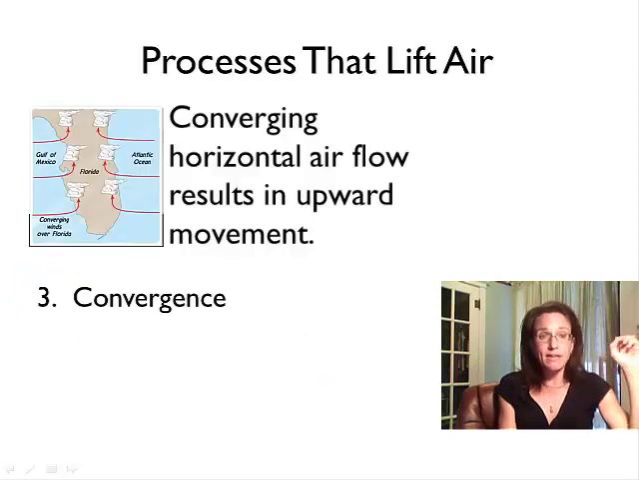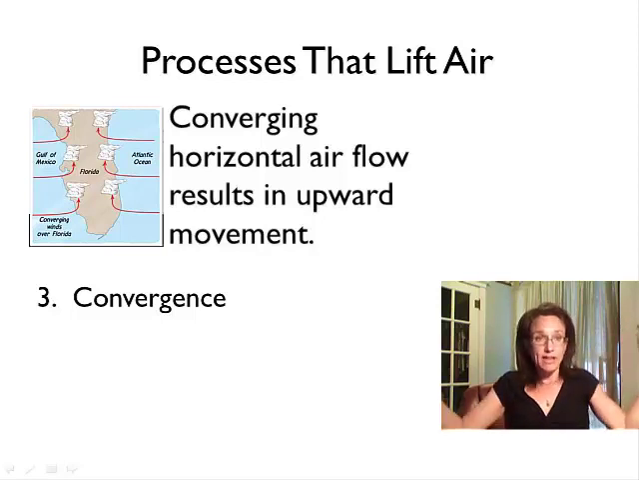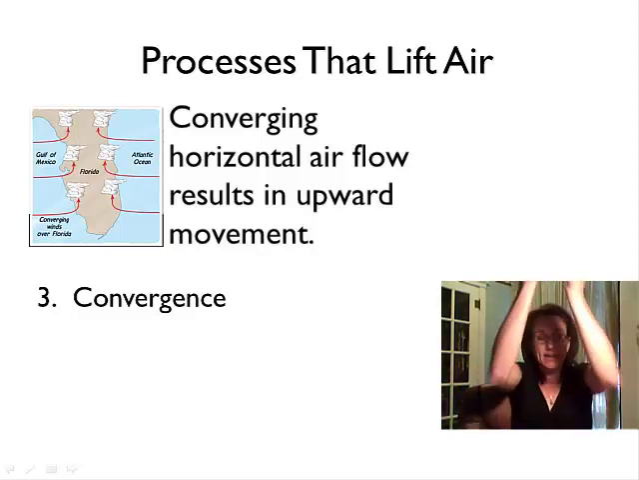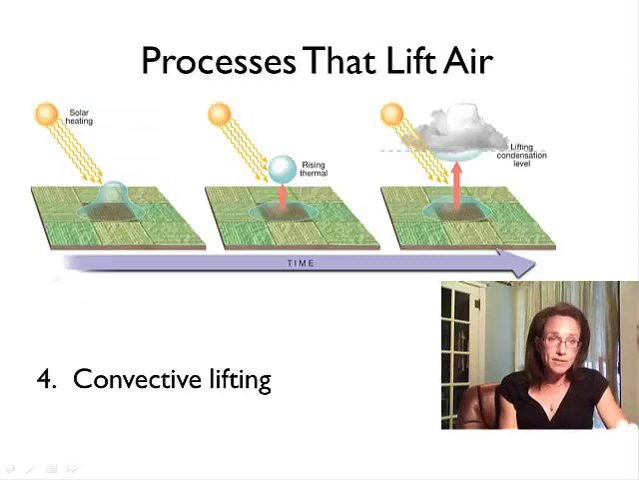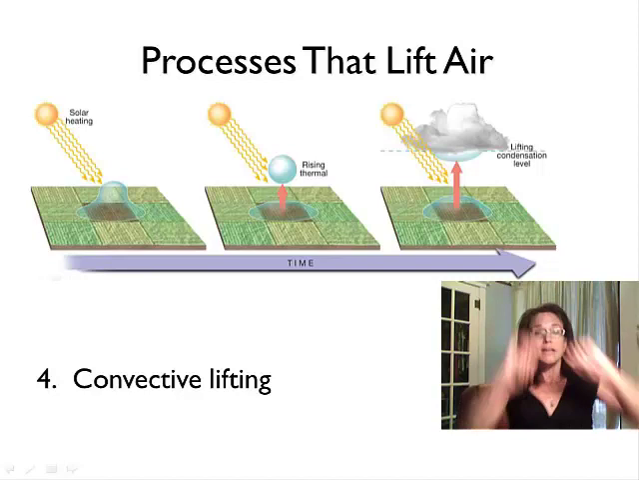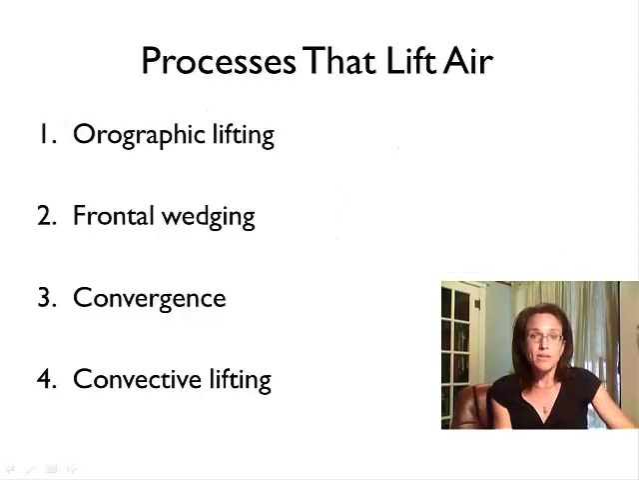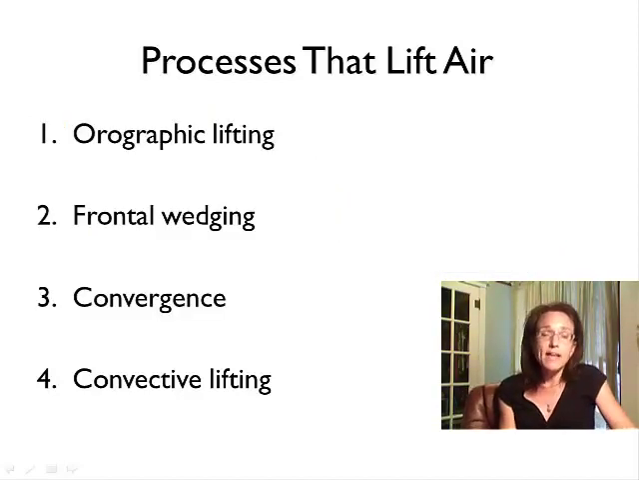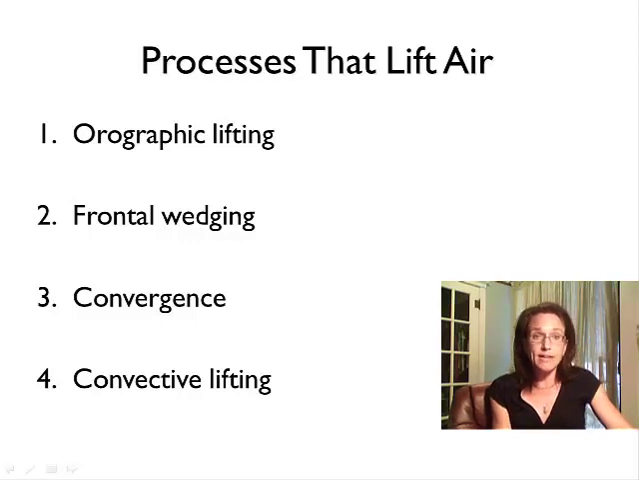Another method that causes air to rise is what we call convergence, and that's when you have air masses converging and they have to go up. And then the last is a very important one for formation of thunderstorms, what we call convective lifting, and that's when the Earth's surface is hot. By conduction, it heats the air that's adjacent to the Earth's surface. That hot air is less dense, and so it rises, and that's what we call convective lifting. So these are 4 processes that lift air in the atmosphere.